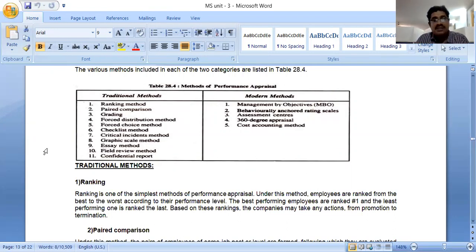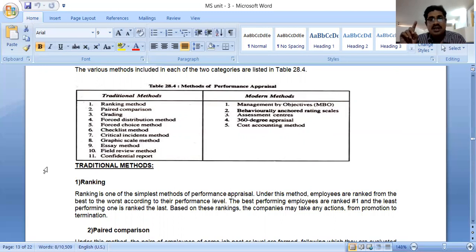The critical incident method: if sudden accidents or sudden uneven situations occur, then they check the employee's behavior. And then the graphic scale method. Here we use five scales: very poor, poor, good, excellent, extraordinary. Next, the essay method and the confidential report method. These two are similar to each other.